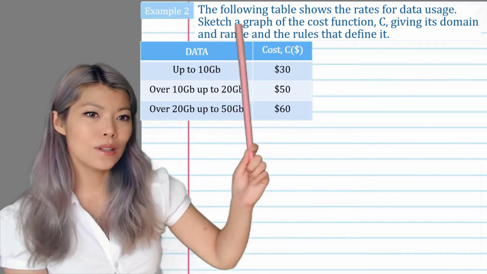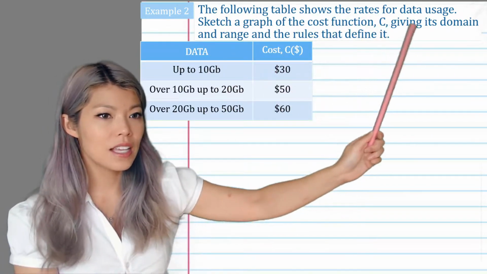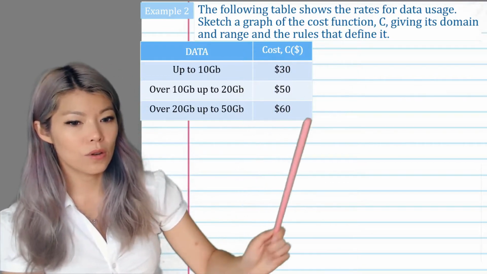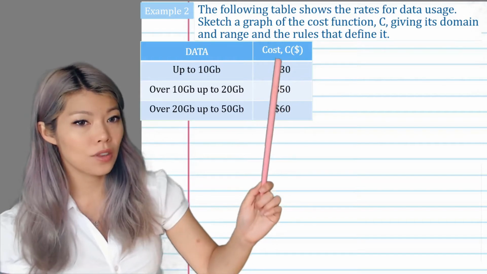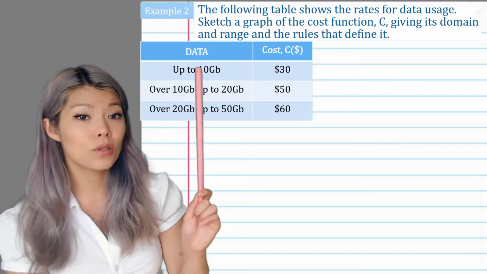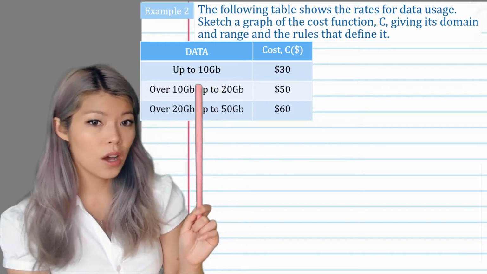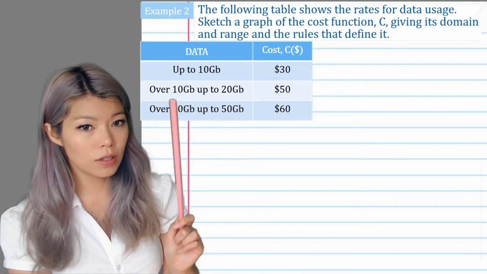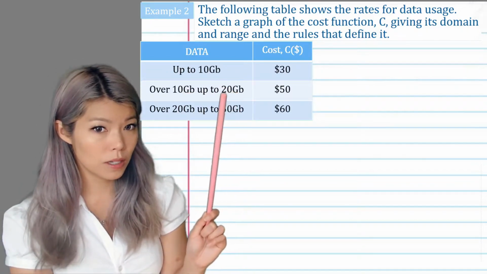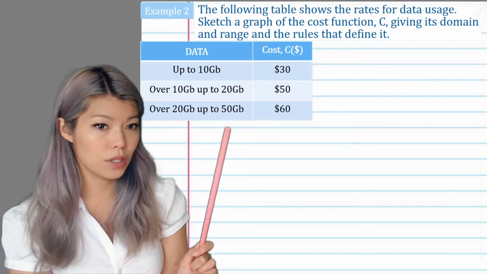Example 2. The following table shows the rates for data usage. Sketch a graph of the cost function C, giving its domain and range and the rules to define it. So here we have our cost or our Y values or our vertical axes 30, 50 and 60. And here we have our domains or our X values. Up to 10 means between 0 and up to 10 inclusive. Over 10 to 20 means not 10 but from 10. So not inclusive of 10, up to 20, so includes 20. And then over 20, so not including 20, up to 50 means includes 50.